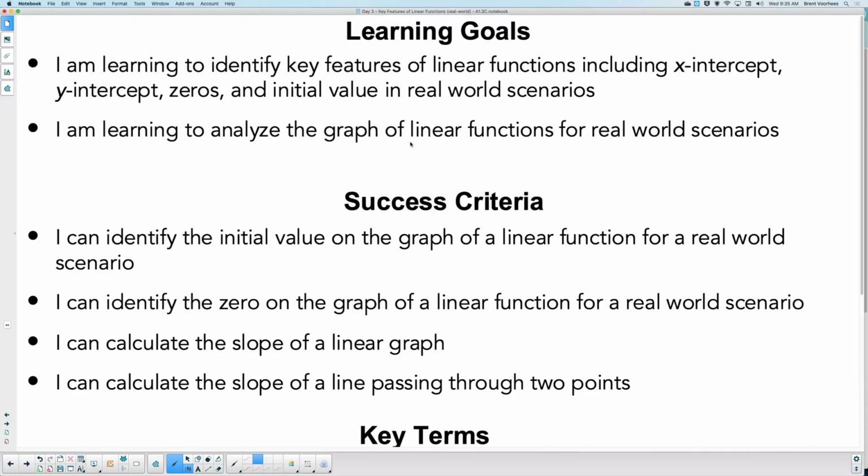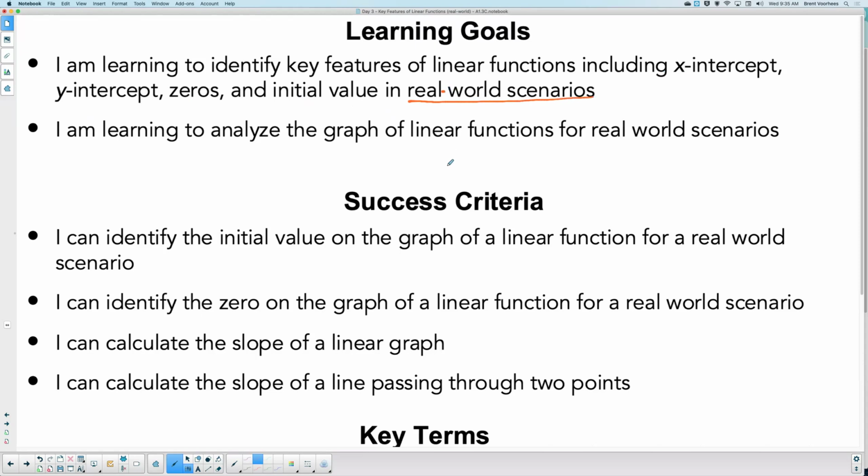All right. Day 3, lesson 3. Our learning objective today is that we're going to be able to identify key features of linear functions, including the x-intercept, y-intercept, zeros, and initial values. And here's the key, real world scenarios.